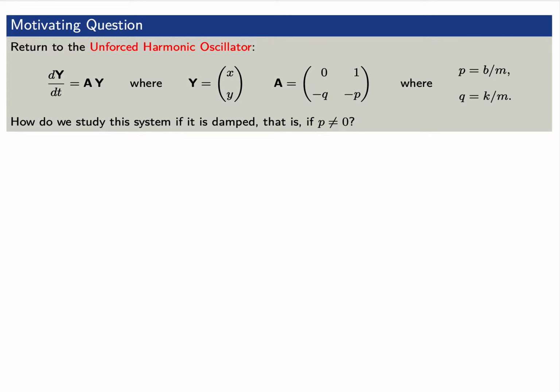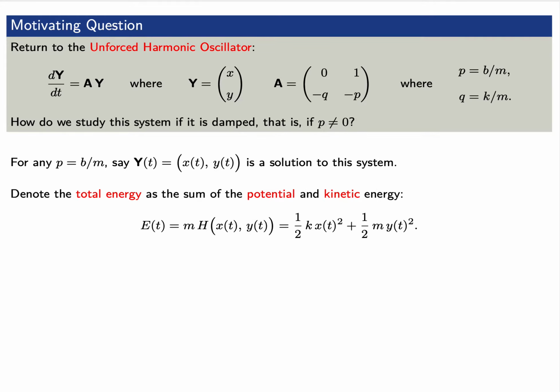Let's return back to the unforced harmonic oscillator as we just described. We discussed what happens if the system is undamped, that is p is equal to 0, but how do we study the system if it is damped? That is, more generally, p does not equal 0. For any p, let's say that Y of t, namely (x of t, y of t), is a solution to this system. Recall that the total energy is the sum of the potential energy and the kinetic energy. Let's write this E of t as m times H, that is 1/2 kx squared plus 1/2 my squared.